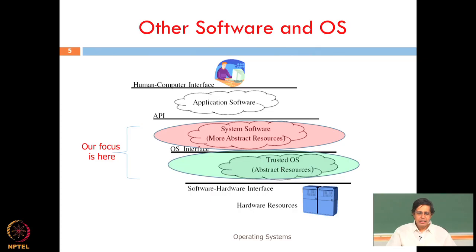So, we will be focusing on the pink and the green that we are talking of on this screen, right. And so, course number 2 actually covered a bit about hardware resources, specifically from an information security perspective. Now, we will cover a lot about these two layers here, and then subsequent courses will talk about application software.